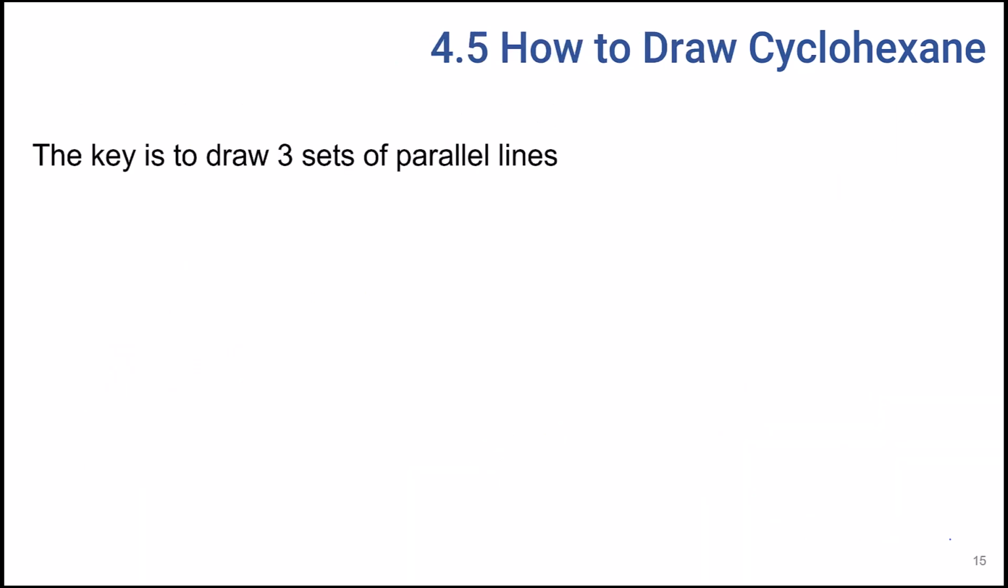The key to drawing the cyclohexane chair is to draw 3 sets of parallel lines. If I start with the first set here, there's one set. The next one you're going to take off of one of the corners and draw those 2 parallel to each other, and then you can just connect these. And that's going to make your chair.